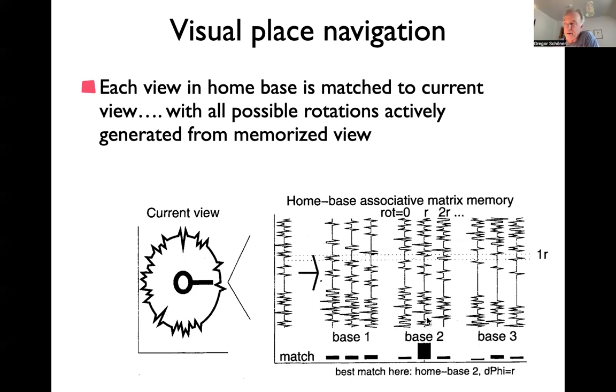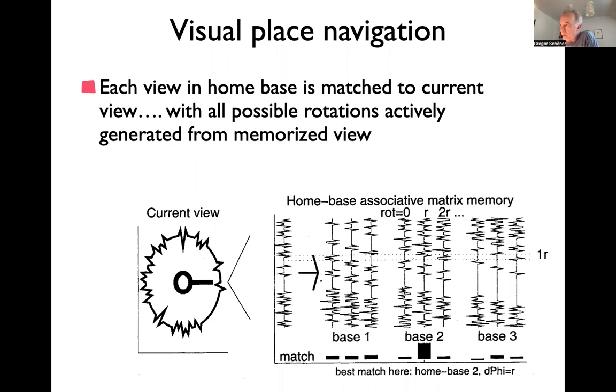It's possible I am at the location where I have that view, so that I know which home base I'm in. What's also illustrated here is that we actually did something sophisticated. Every view that we had in a home base was not just stored in one arrangement. It was also stored in a rotated version.